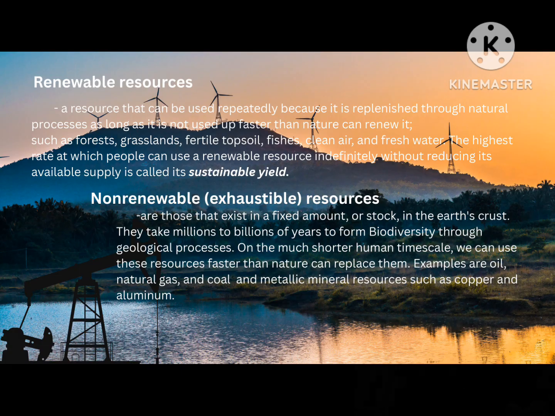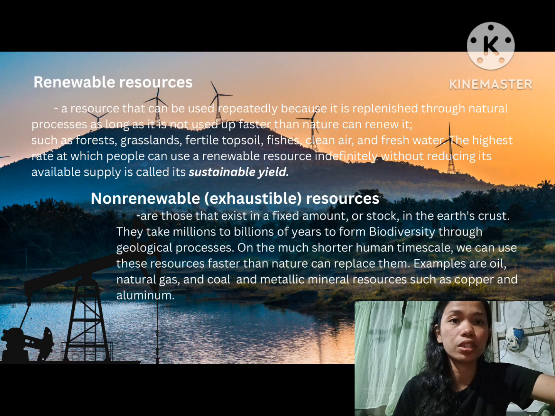Second are renewable resources, which can naturally replenish over time, such as forests, water, wind, and fish. These resources can be used repeatedly if managed properly.